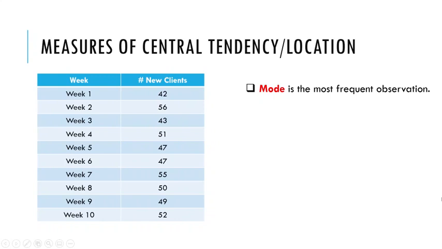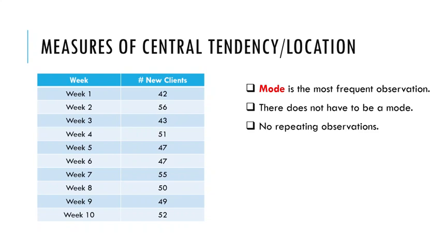Now the mode, as we've talked about, is the most frequent observation. And there doesn't actually have to be a mode at all, right? It's possible that I have no repeating observations. And if I have no repeating observations, then I'm not going to have a mode, right? So we could have a mode or we might not have a mode. But in this case, it's pretty clear that our mode is 47. 47 is the only repeating observation in this data set right there.